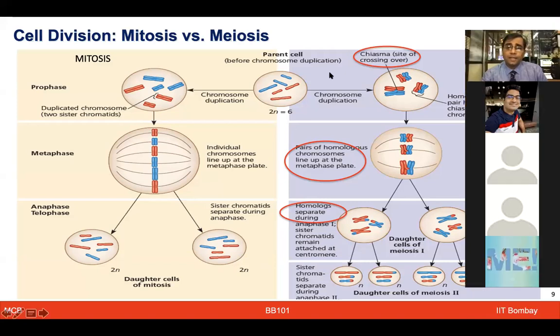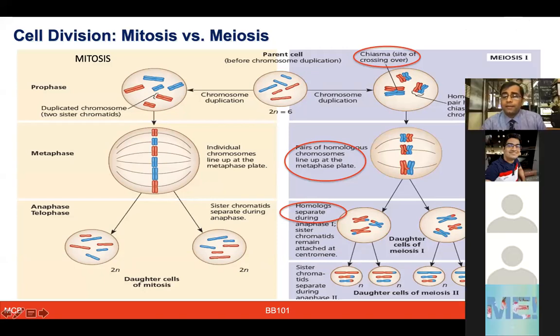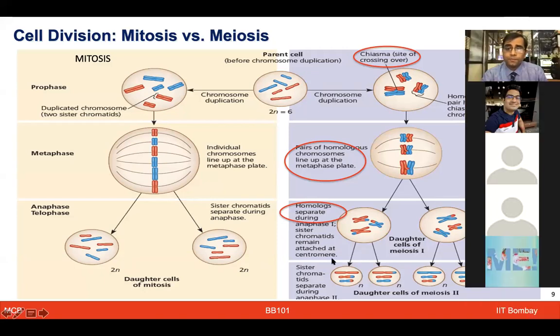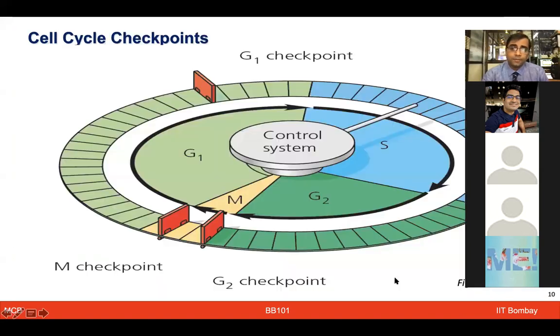So the key differences, I hope, are highlighted here. Now the ploidy level of 2n remains the same in the case of mitosis. In meiosis, the ploidy level becomes half the chromosomes, and the number of daughter cells becomes 4. And these are the key activities which are different between mitosis and meiosis.